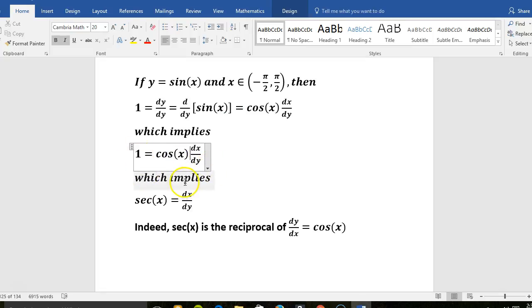Divide both sides by cosine x, and you'll get secant x equals dx by dy. And guys, remember, there's no danger. Cosine will never vanish, okay? So you don't have to worry about the cosine vanishing.